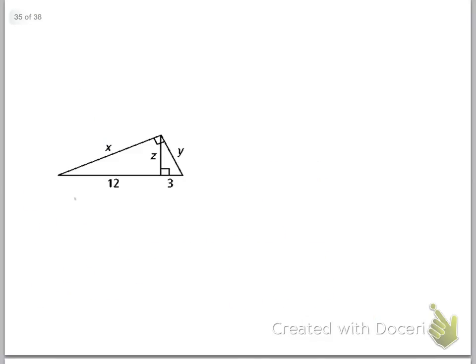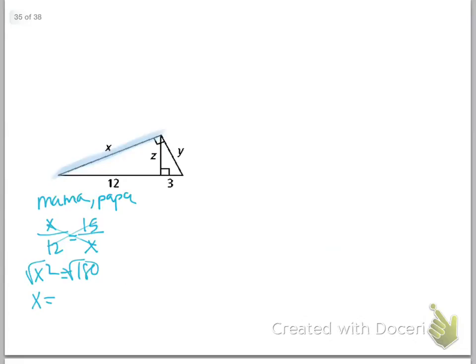Okay, we're missing x, y, and z, so let's find our outer legs first because that's what we've been doing recently. So we're going to find x first. So it is touching mama and papa. So I'm missing x. Mama's length is 12, which is equal to papa's length, which is 12 plus 3, which is 15. Cross multiply, I get x squared equals 12 times 15 gets me 180. Opposite of squaring is square rooting, so x equals the square root of 180 in decimal, 13.42.